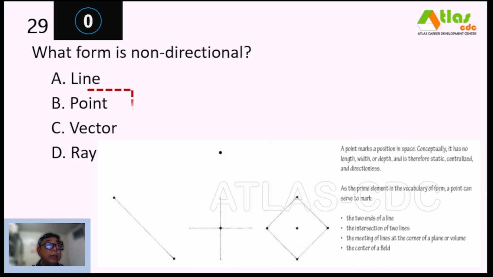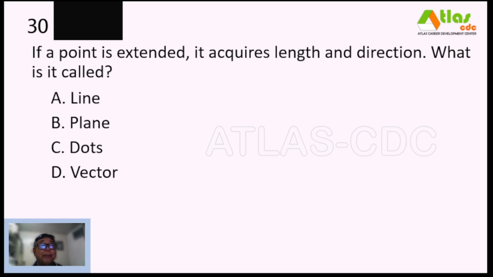And our correct answer is letter B, point. So a point marks a position in space. Conceptually, it has no length, width, or depth, and is therefore static, centralized, and directionless. As the prime element in the vocabulary form, a point can serve to mark the two ends of a line, or the intersection of two lines, or the meeting of lines at the corner of a plane or volume, or the center of a field. And lastly, if a point is extended, it acquires length and direction.